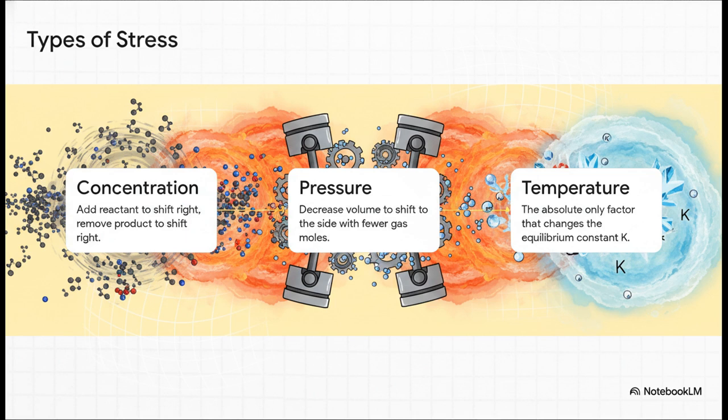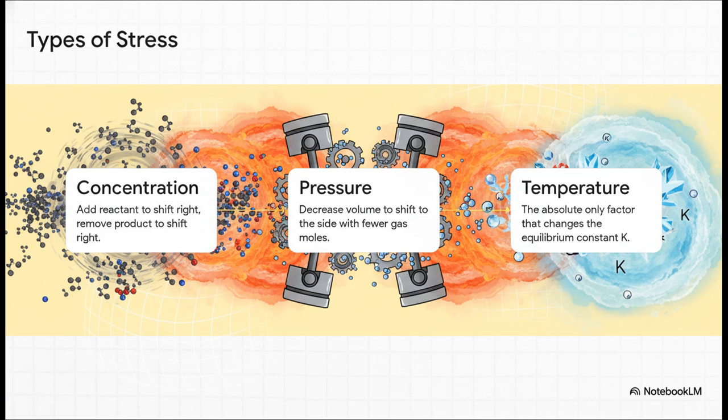Let's rapid fire how we can weaponize this. First, concentration. Add more reactants, and the system violently shifts right to consume them. Second, pressure and volume. If you crush a gas by dropping the volume, the system instantly shifts to the side with fewer total moles of gas, just to relieve that pressure.